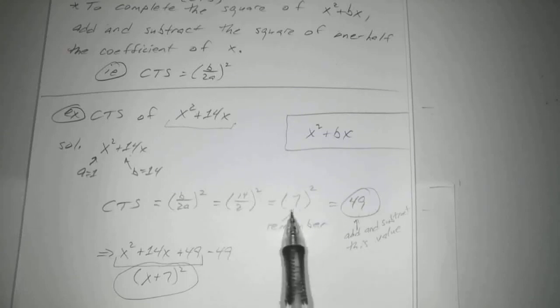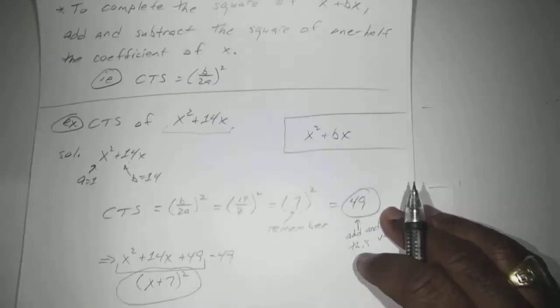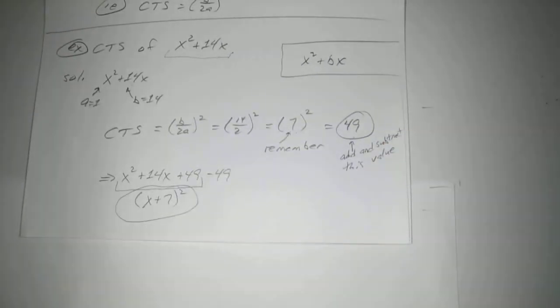And for this one, it wouldn't have been too bad to figure out that it's (x plus 7) squared, but you'll get some where you wouldn't want to have to try and figure it out. It's easier when that answer is right in front of you. So any questions on that one?